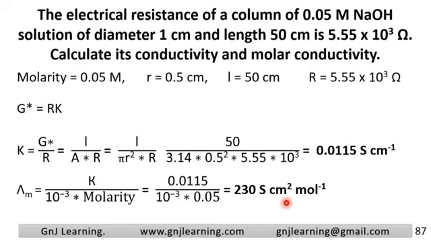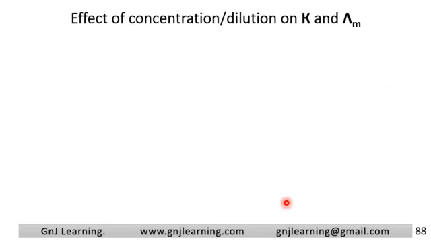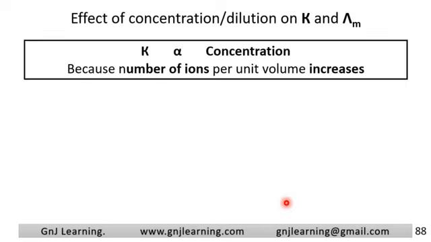Okay, now we have learned a new property, that is molar conductivity. What is the effect of concentration or dilution on conductivity and molar conductivity? In the case of conductivity, for sure it is directly proportional to concentration. When you increase the concentration, conductivity increases. Why? In a unit volume, the number of moles of electrolyte increases. When concentration is increasing, the number of moles of electrolyte is increasing. So it is directly proportional to concentration.